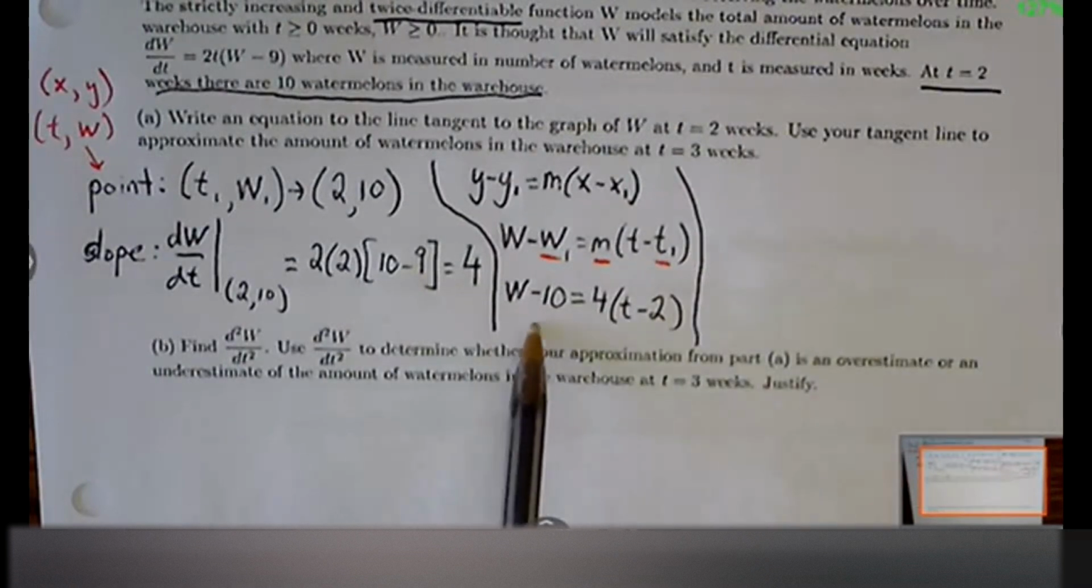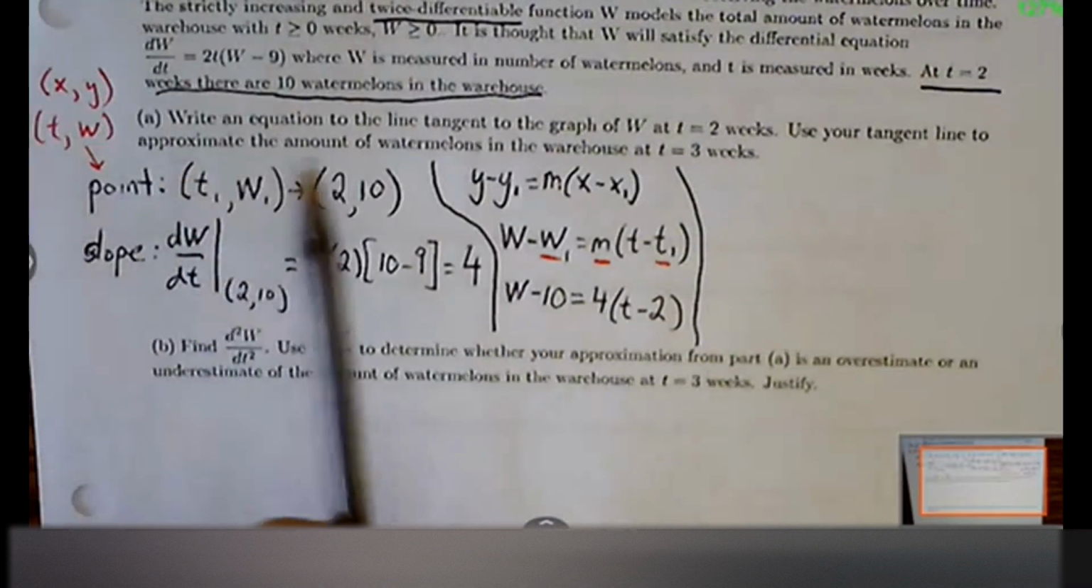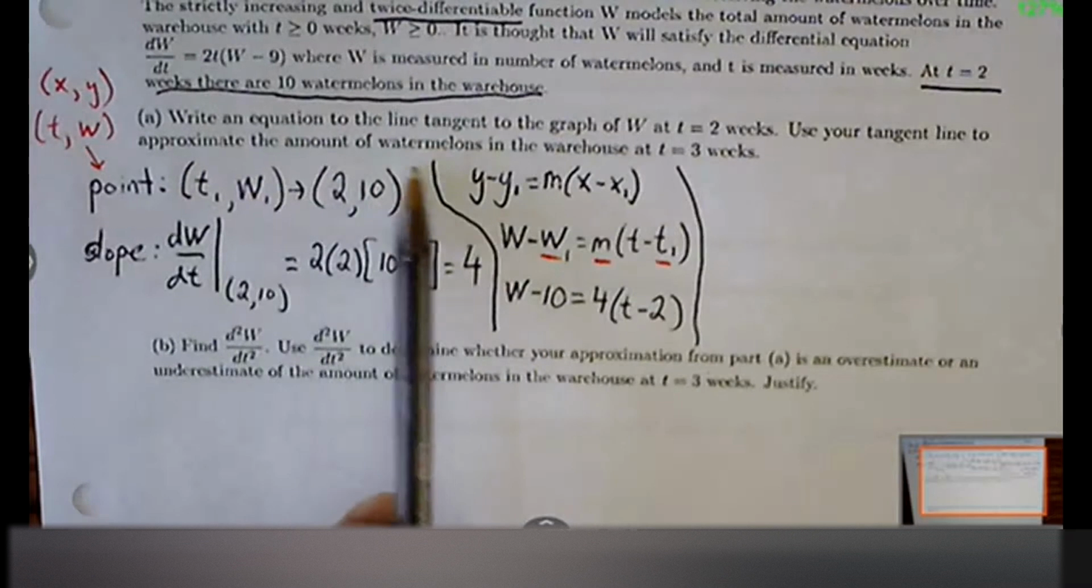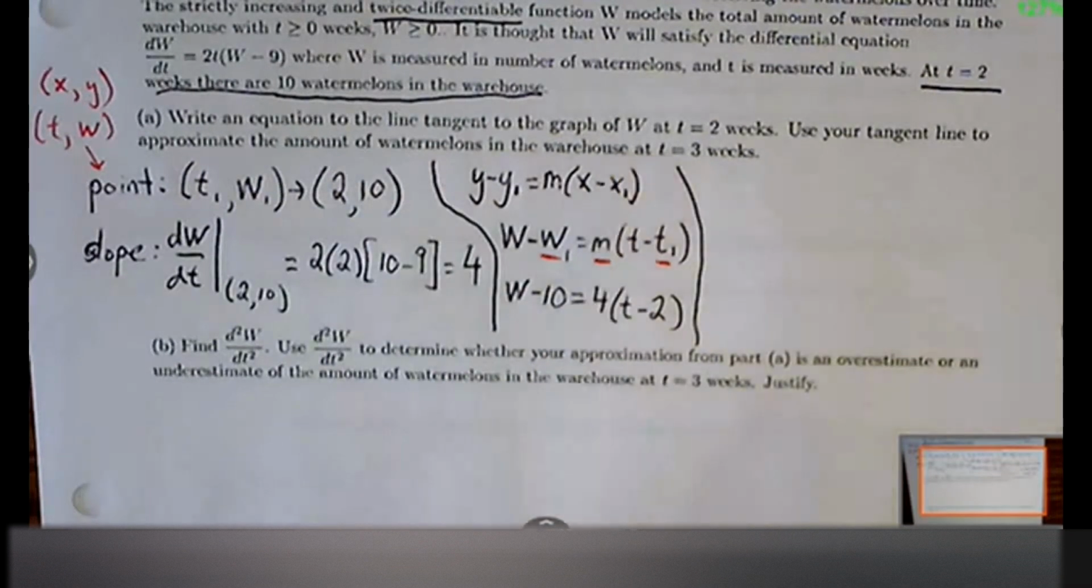This is our tangent equation, but we're going to solve for W to get it ready for the next part, because it says use the tangent line to approximate the number of watermelons at t equals 3. So we're going to do some linear approximation after we get W by itself.